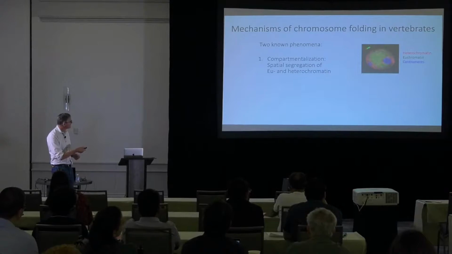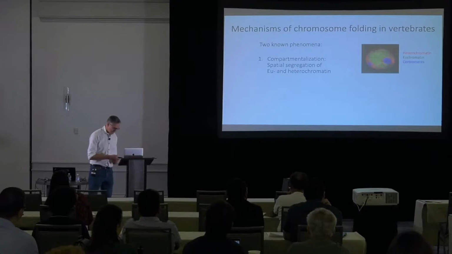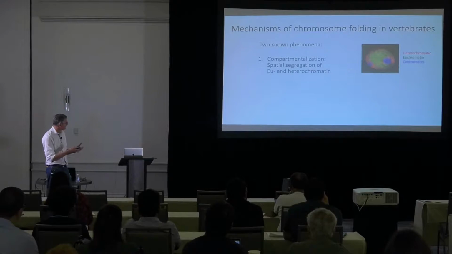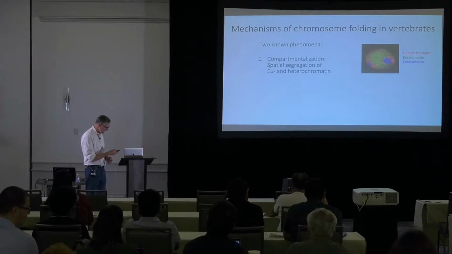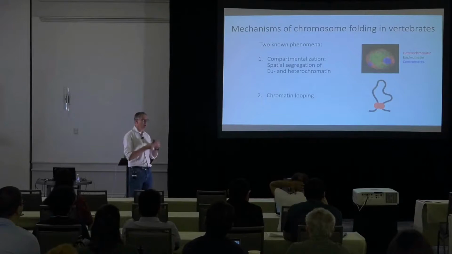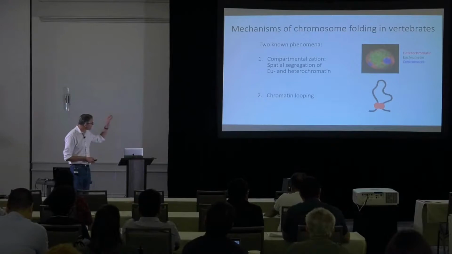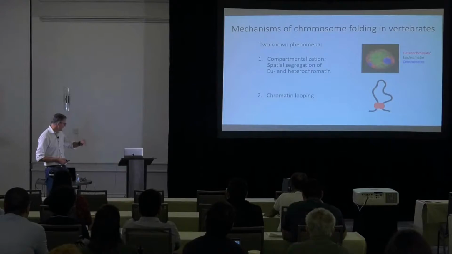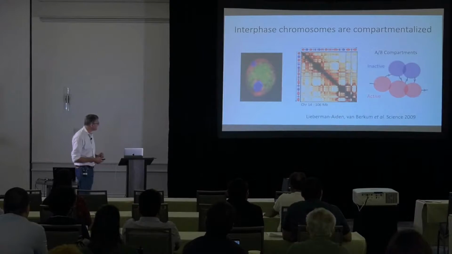They're spatially segregated from each other through a process that is probably related to phase separation of a block polymer. There's probably a biophysical process by which different types of chromatin segregate from each other. At a smaller scale, chromatin loops form, and we hear a lot about the complexes that make these loops, like condensins and cohesins. And we know a lot about the molecular mechanisms now by which these loops form. And these two phenomena are really typically the most important phenomena that people study or think about when they talk about chromosome folding.